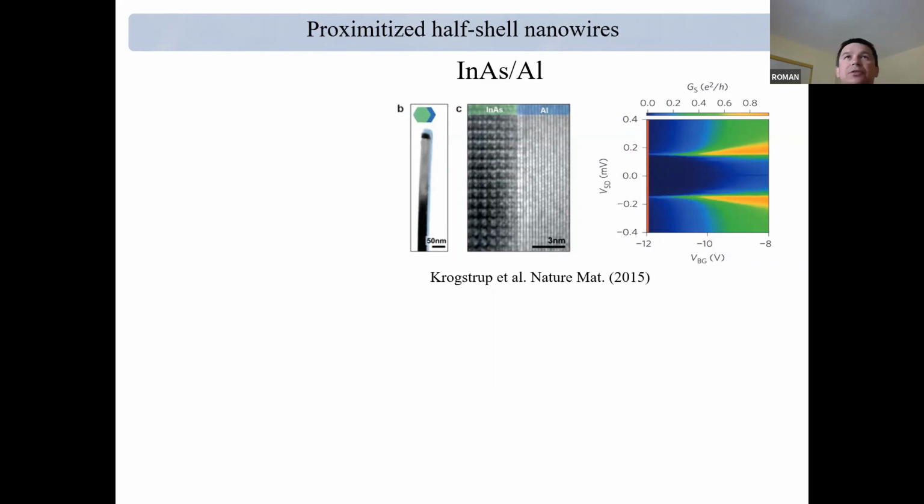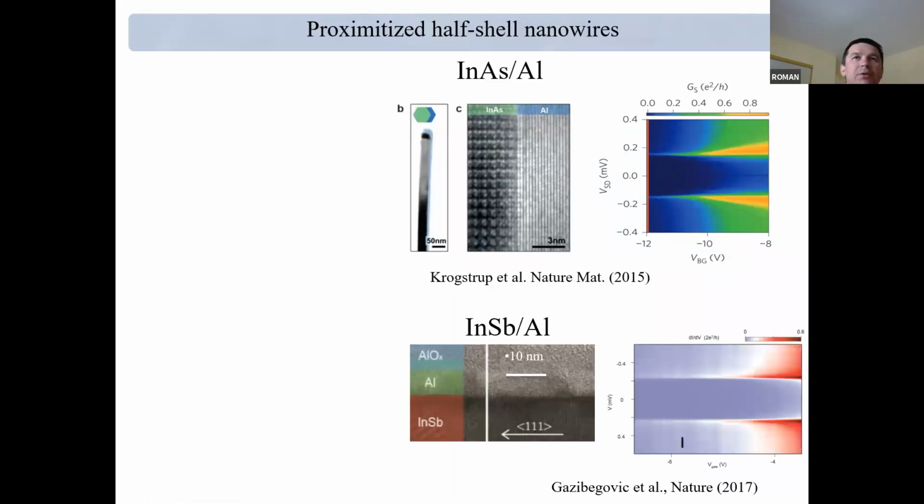Another motivation is that, from a materials science point of view, aluminum makes very high quality interfaces with semiconductors. So here's the first experiment from Peter Krogstrup and colleagues, where they created this very high quality epitaxial interface between indium arsenide and aluminum nanowire. And you can see that the density of states is very nice, with low barrier transparency. So you see a very nice, clear subgap density of states. A similar improvement was later achieved for indium antimonide and aluminum, with similar results.